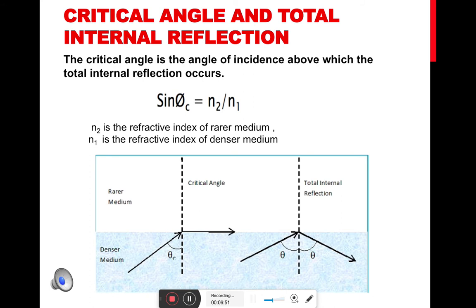Okay, so critical angle can be explained as that angle of incidence for which the refracted angle is 90 degree. So when the angle of incidence is equal to the critical angle, the refracted ray passes through the boundary of separation between the two mediums. Okay, so angle of incidence for which the refracted ray passes through the surface of separation between the two mediums, and when the refracted angle is 90 degree, that angle of incidence is called the critical angle.